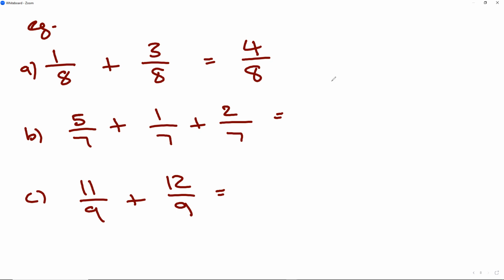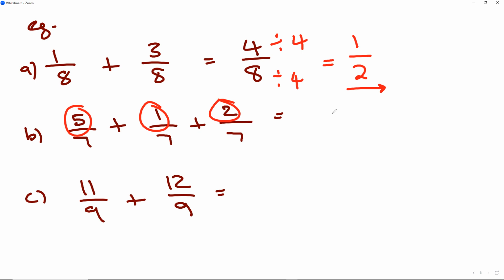But this answer is not complete. We have to continue. And so we will divide the top and the bottom by a number that can divide into both. And that would be 4. So 4 divided by 4 is 1, and 8 divided by 4 is 2. So that's 1 over 2. For the next one, I got 5 plus 1, which is 6, and 6 plus 2 is 8. So for this one, it will be 8 over 7.